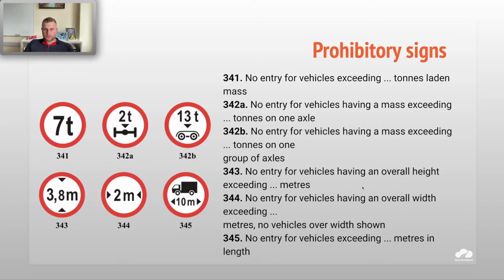Then these ones, like overall height, cannot be more than this distance here. For example, it's a very small bridge. Yeah, you want to enter, but if your car is higher than that, you cannot go. You just hit the bridge. Then overall width means your car cannot be bigger than 2 meters. And length of the car cannot be more than 10 meters, the final sign.